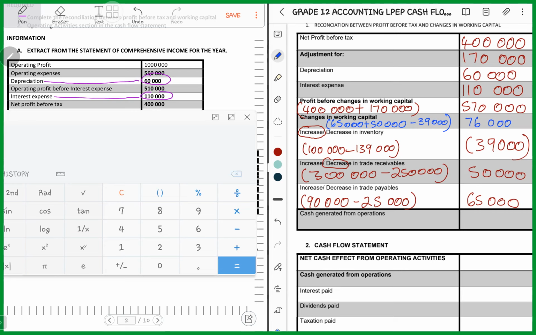And remember, our changes in working capital is not an outflow. If it was an outflow, we would subtract it. But now, since it's an inflow, we are going to add it. So it's going to be 570,000 plus 76,000. That'll give us how much? So 570,000 plus 76,000 gives us 646,000.